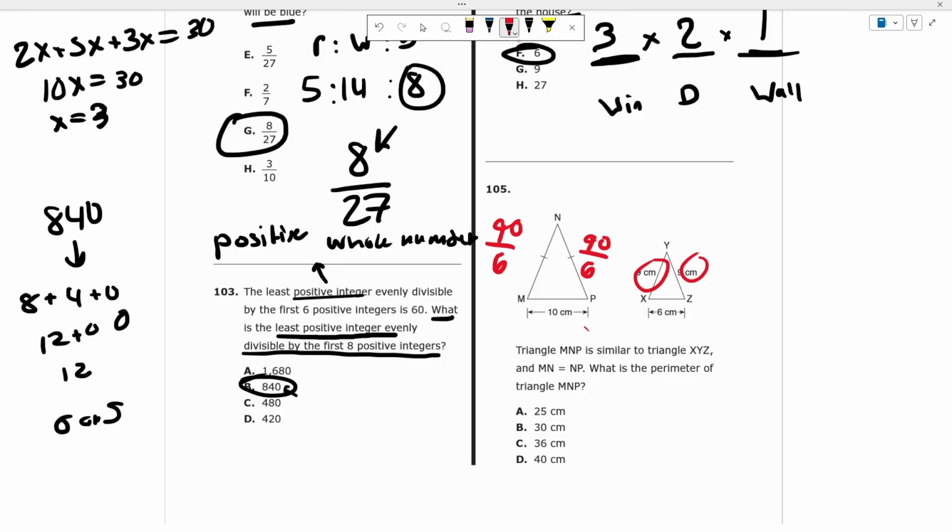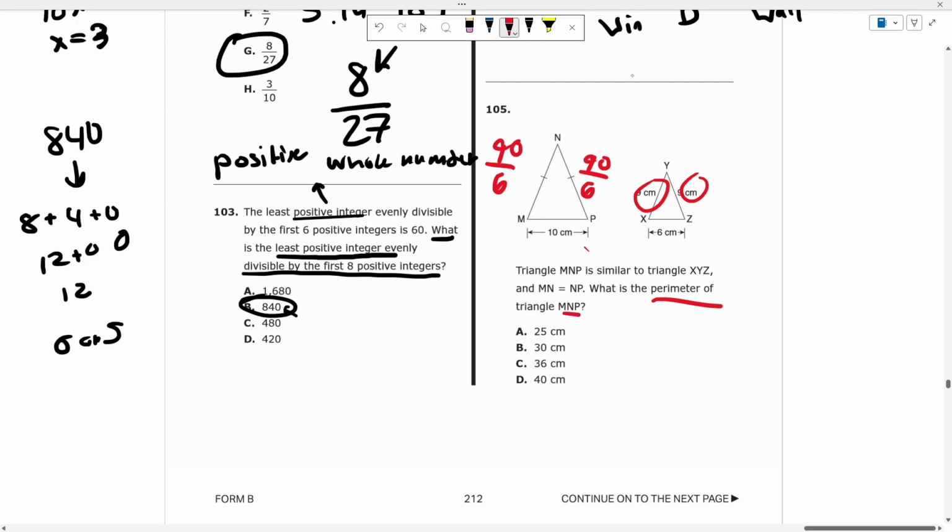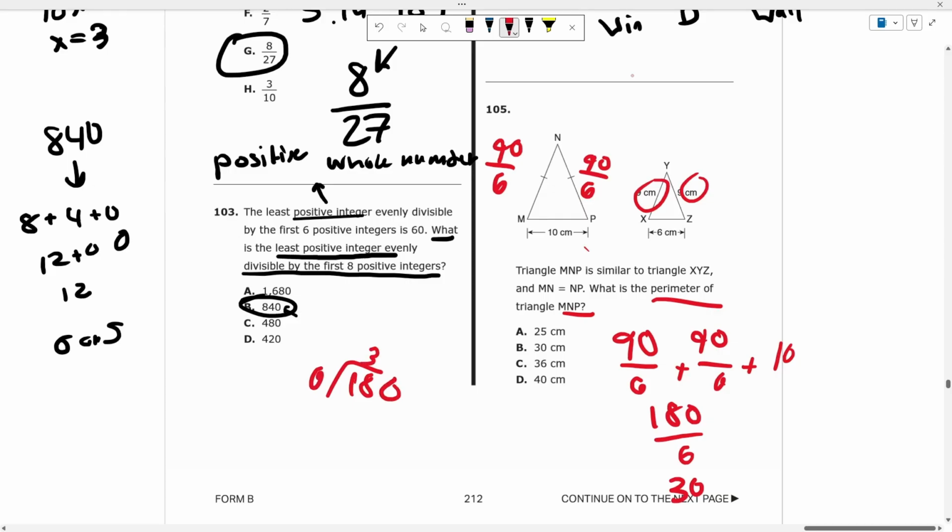So now I know that MN is 90 over 6. I know that NP is 90 over 6. I know that MP is 10. So they're asking me, what is the perimeter of MNP? So the perimeter is all the sides added up. So it's 90 over 6 plus 90 over 6 plus 10. 90 over 6 plus 90 over 6 is 180 over 6, which is just 30, because 18 divided by 6 is 3, and if you just add a 0 there, you get 30. So 30 plus 10 is equal to 40, which is why the answer to 105 is D.